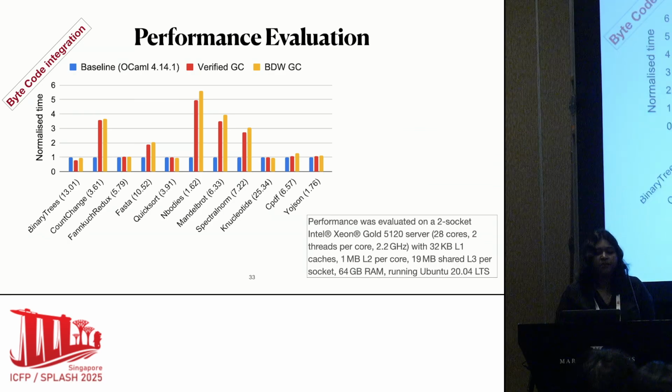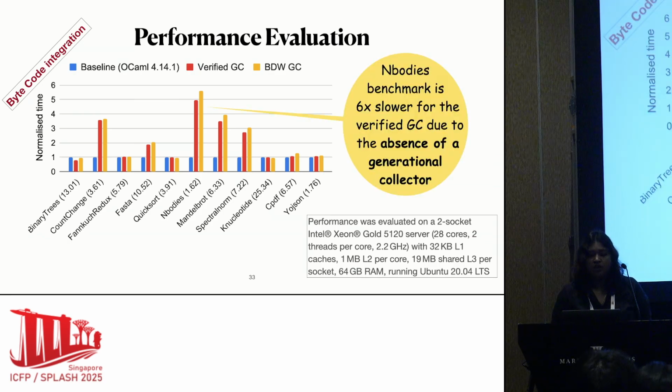And this is our performance evaluation. We can see that in almost all the benchmarks, baseline is blue, verified GC is orange, and we include a Boehm GC also, which is yellow. Boehm GC is a conservative GC. We have included it for the evaluation just because we want to show that our GC never underperforms a conservative GC. It's well below that, okay? So it performs better.